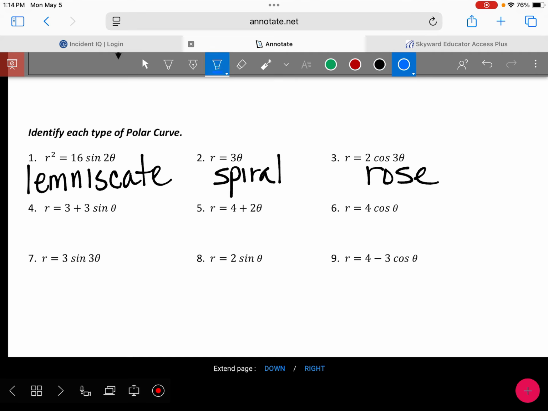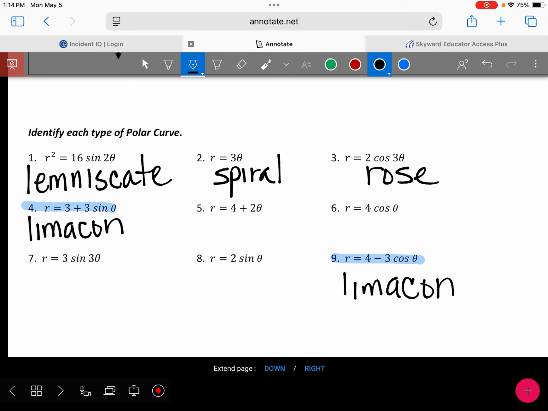Now, I'm going to go ahead and answer these together. All of these have a plus sign in it. Only those 2 have a plus sign in it, which means that they are limaçon. All right, number 5. What do you think 5 is? It has a plus sign. But it doesn't have a sine or cosine. So what would that be? Spiral.